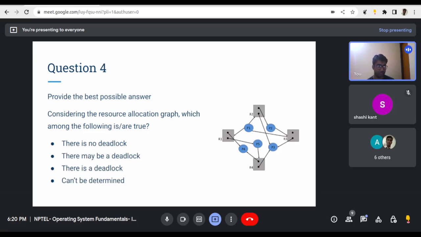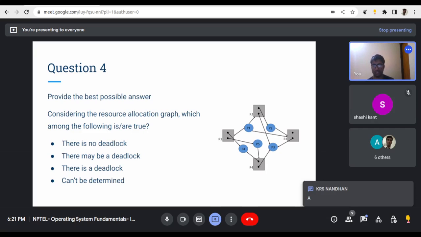Again, the task is the same. You have to determine whether there exists a deadlock or not. Although the graph looks more complicated, the problem is actually simpler. The first condition that needs to hold is that there should be a cycle in the resource allocation graph. That is what you need to find first, whether there exists a cycle or not.